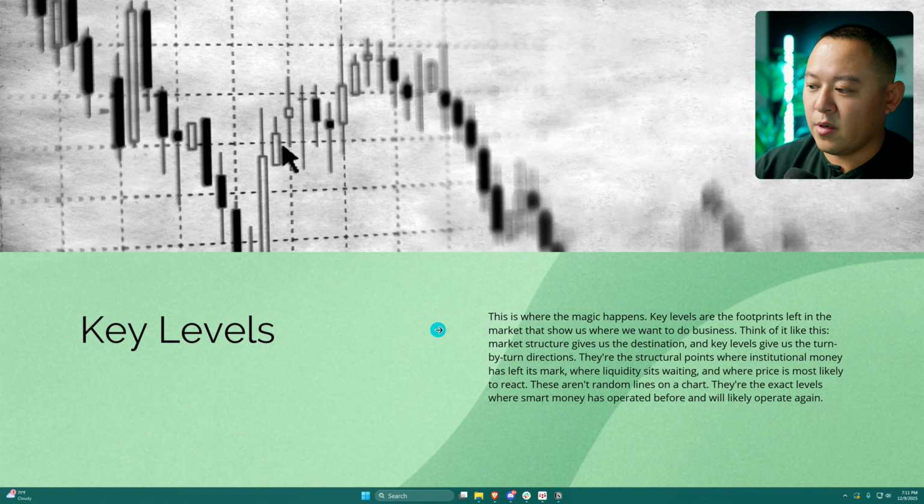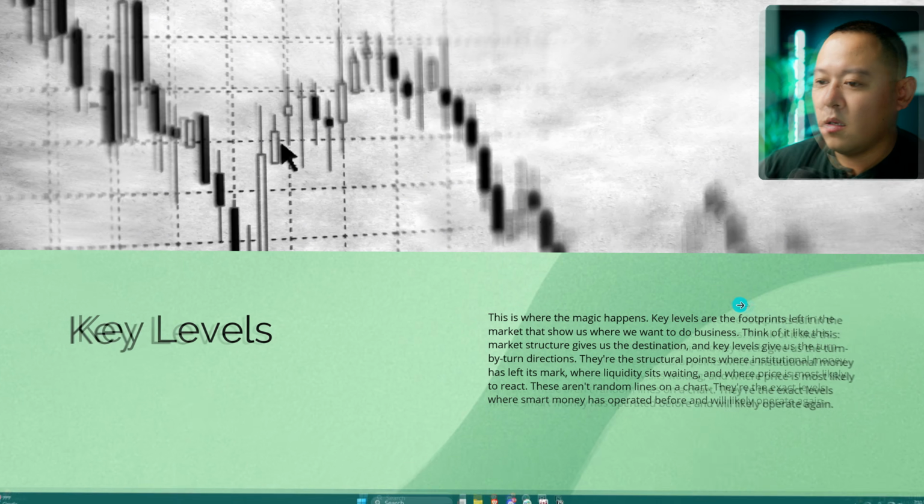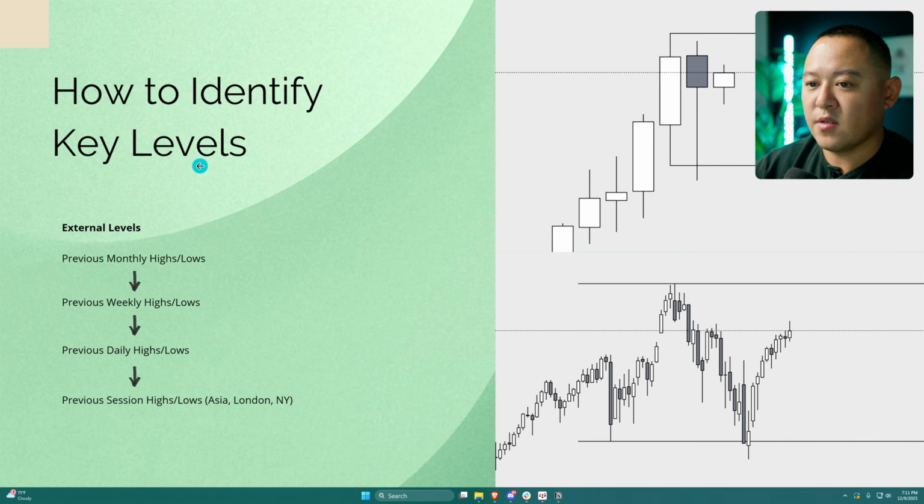They're the structural points where institutional money has left its mark, where liquidity sits waiting, and where price is most likely to react. Now, these aren't just random lines on a chart. They're the exact levels where smart money has operated before and will likely operate again. Now, how to identify our key levels? First of all, we have external levels. Now, what do I mean by that? It's mostly the highs and lows of a specific range of data.